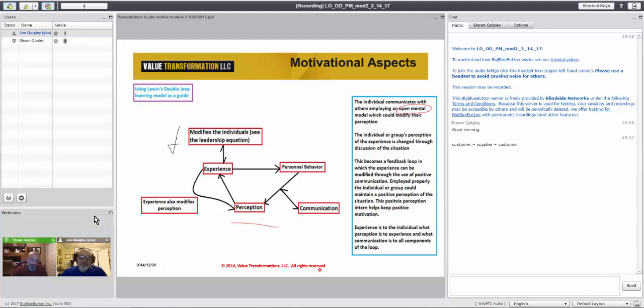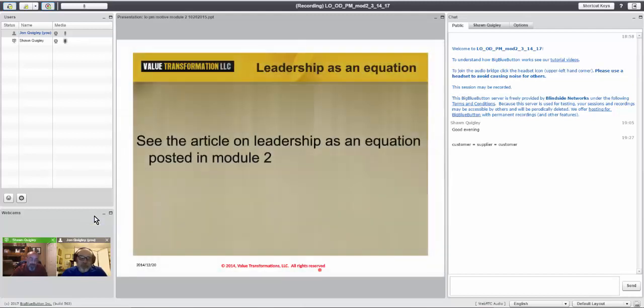I'm sure we'll be touching on this quite a bit later. Yeah, this article, the article on leadership. Yep. Go ahead, John. No, you go ahead.